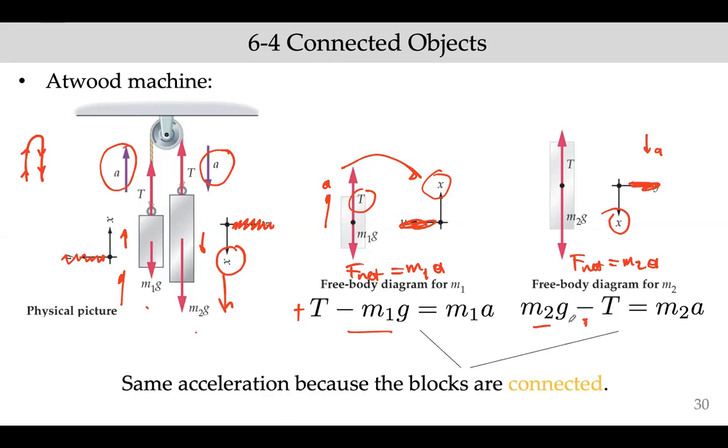And once you have two equations, for example, you can calculate the tension, or other things. If you know m1 and m2, and the unknowns are tension and acceleration, you can solve for both of them. Why? Because you have two equations and two unknowns, which is solvable.